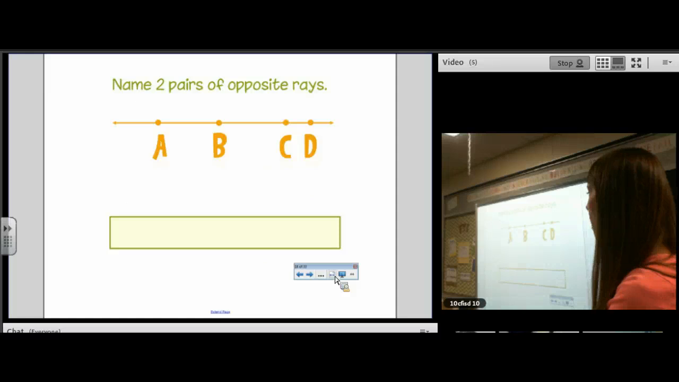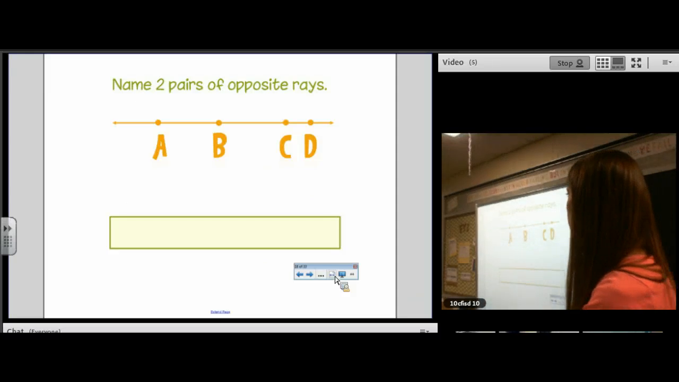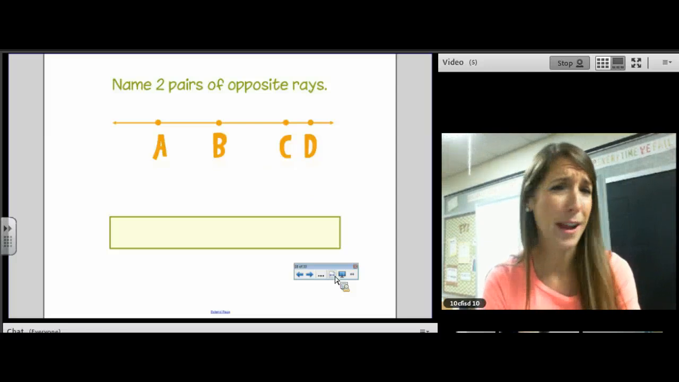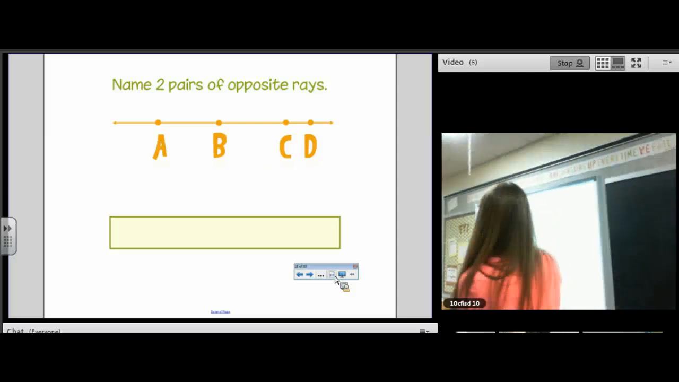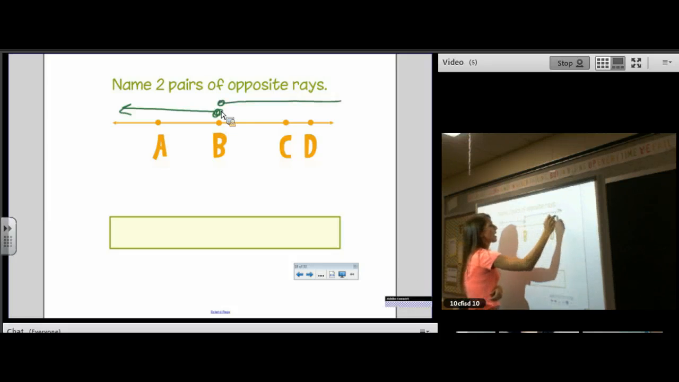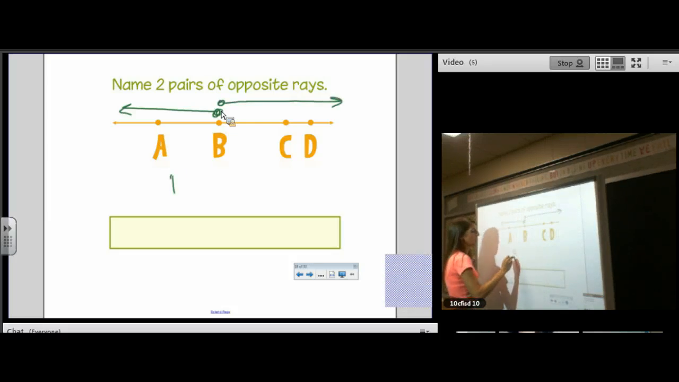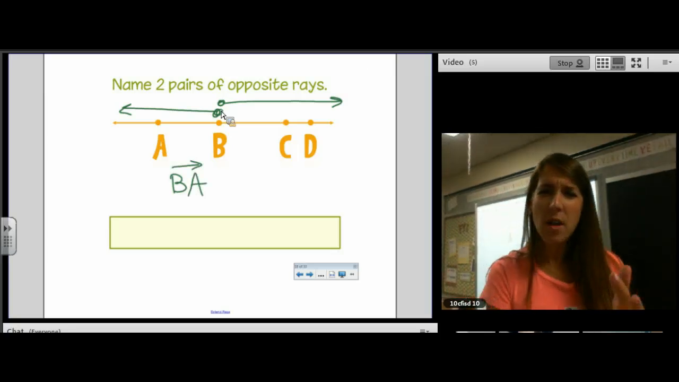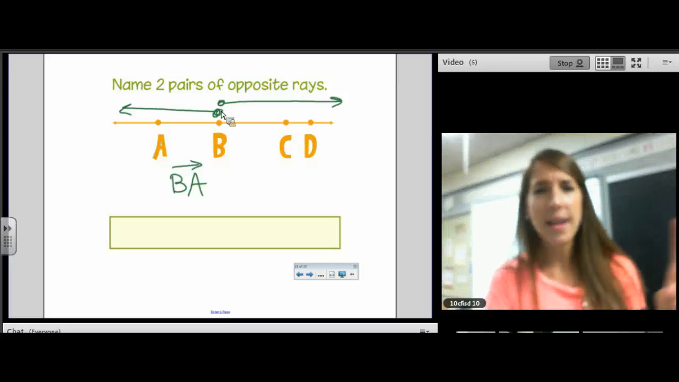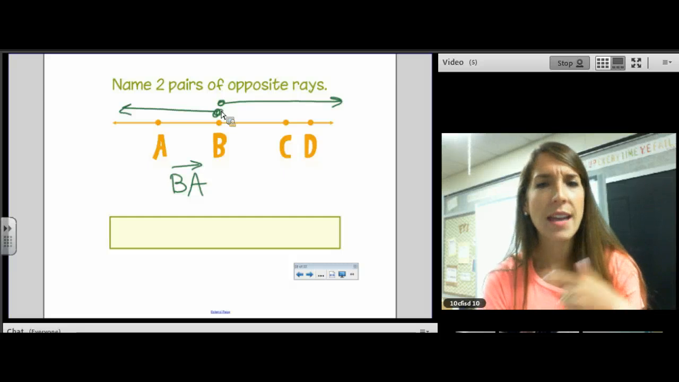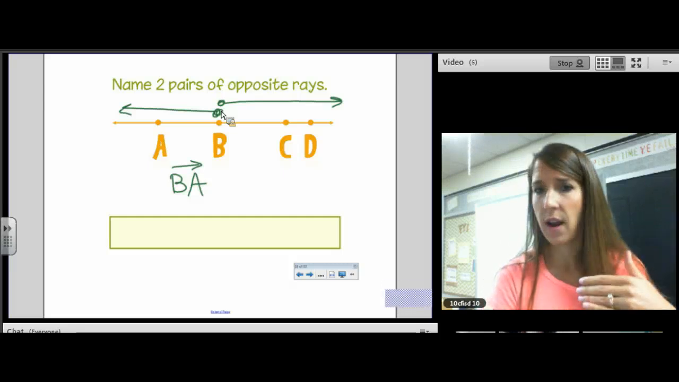Name two pairs of opposite rays. So, I mean, this is really straightforward. All you have to do to name two pairs of opposite rays is choose your endpoint. Now, what I did want to talk about on this slide was if I'm going to name this ray and this ray, this first one is obvious. But what do I name the one going to the right? Do I name it ray BC or do I name it ray BD? And are those the same ray or are those different rays?